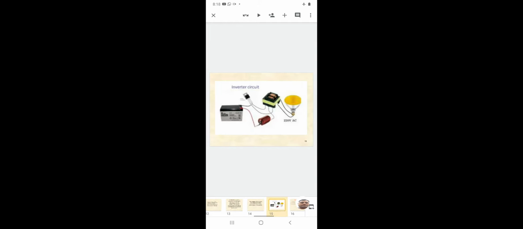So these are the different types of inverters. This is the figure of an inverter. These are inverter circuits.